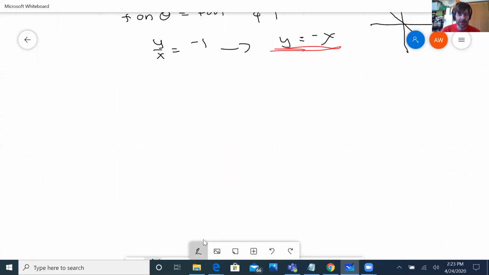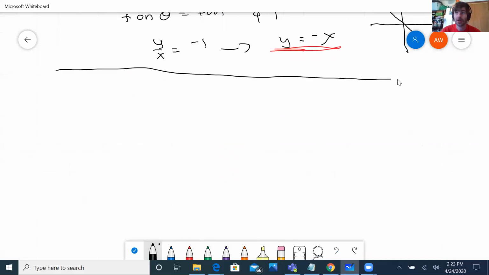Okay, the next one it gives me is r cos theta equals 6. Well, that's easy. That's just x, isn't it? And I guess done.